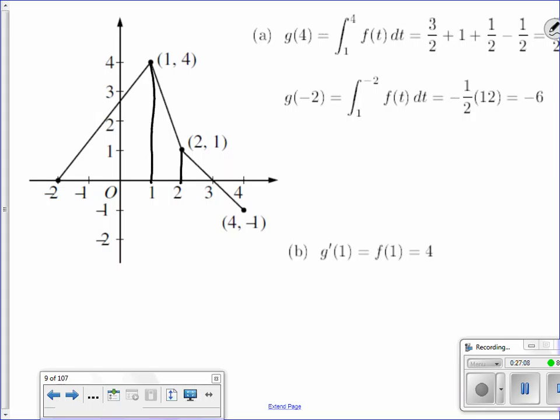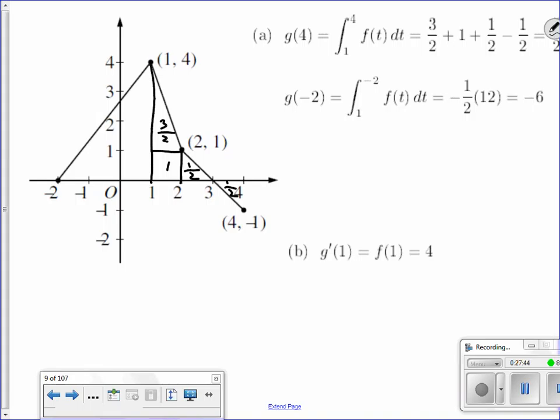If you look at their answers, they say that the definite integral from 1 to 4 is 1. That's the area of the square. Plus 3/2. That's the area of that triangle. Plus 1/2. That's the area of this triangle. Minus a half. That's the area of that triangle. So when you take 3/2 plus 1, that's 5/2. Plus a half minus a half, back to 5/2. That was the answer for G of 4. So you had to get the areas.